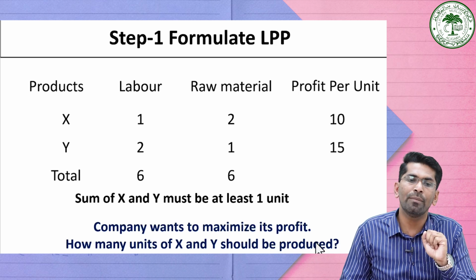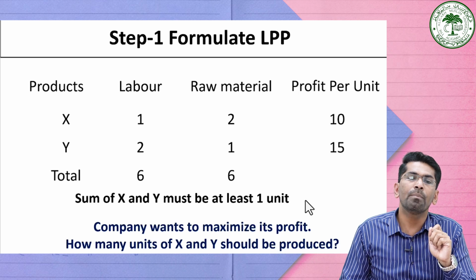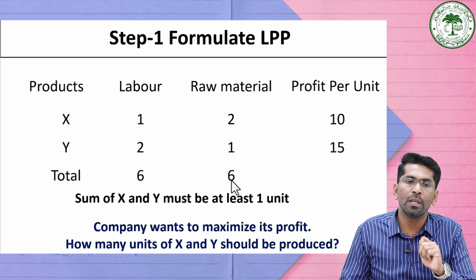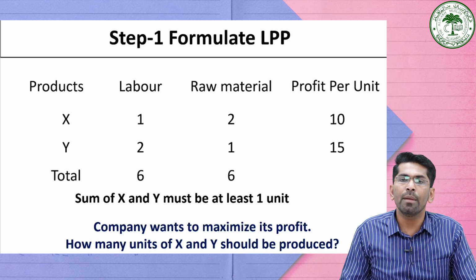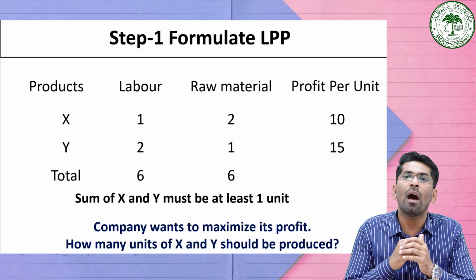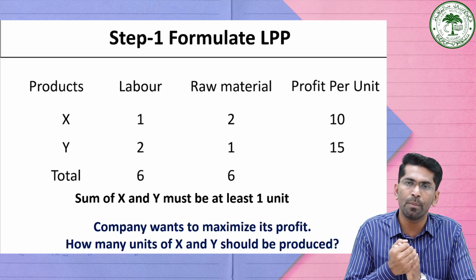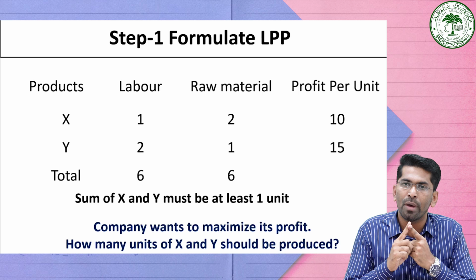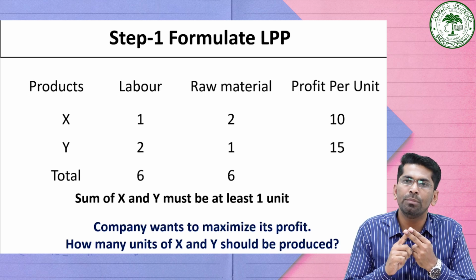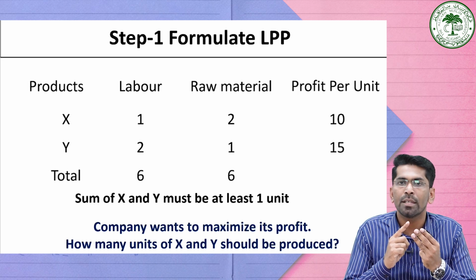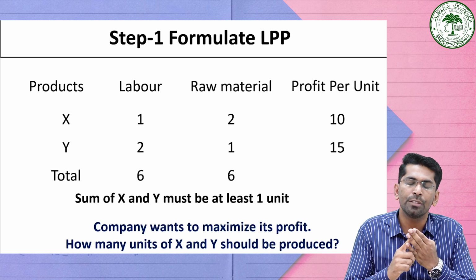So the problem is given here, that is, a company wants to maximize the profit. But there are many requirements, especially for the production of commodity X and Y. So we are going to frame the mathematical model, that is, how to formulate a linear programming problem. First we have to identify the decision variables. Then we have to identify our objective function. Then we have to specify our constraints, then the non-negativity constraint on the variables.